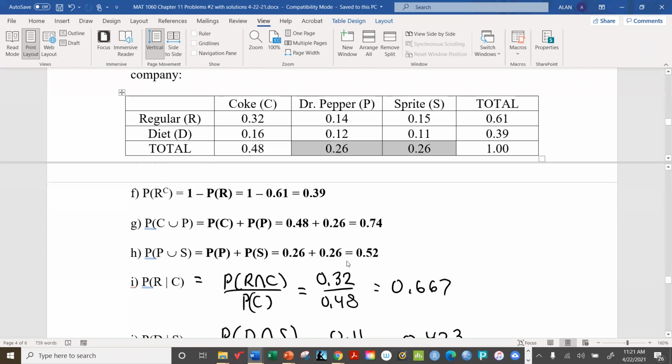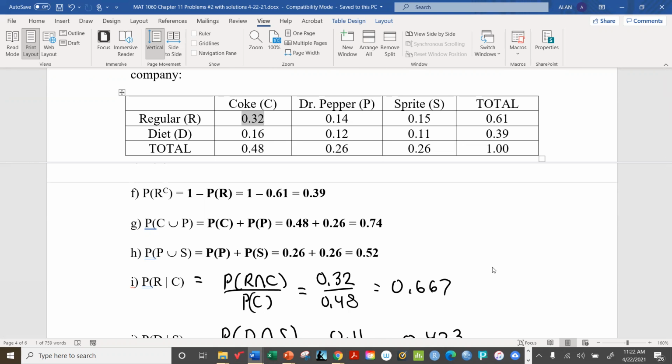Now, here are the conditional probabilities. R given C. If I choose Coke, what's the probability that it's regular Coke? So in the numerator, we have the probability of R and C, or regular Coke, over the probability of just Coke, which is 0.48. And that means 2/3 or 0.667. All right, so far so good.